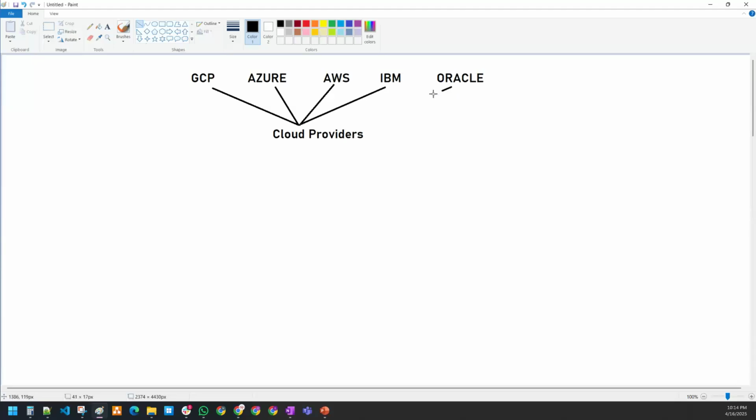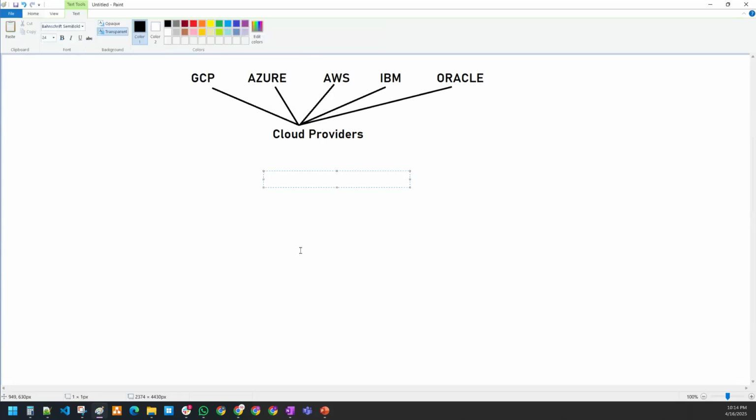Basically, they provide us some space to store some data or some information. Very good answers. In simple words, some say infrastructure, some say services, and all of these are correct. In simple words, they provide you the cloud computing services.